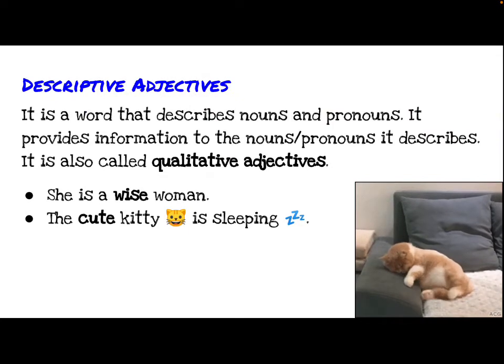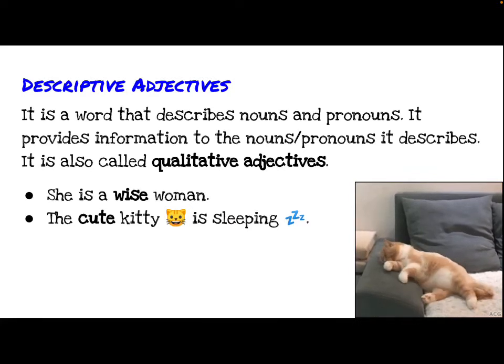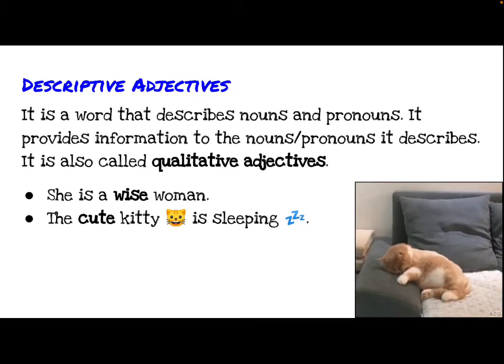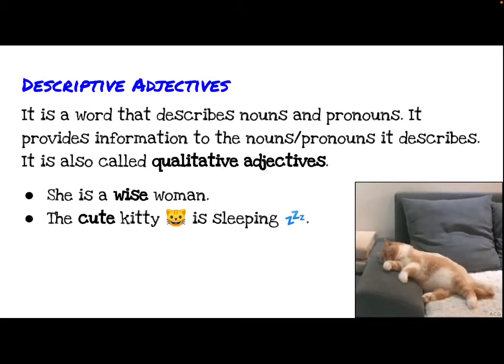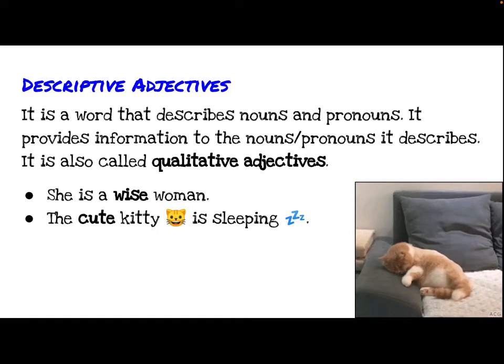The first type, descriptive adjectives. It is a word that describes nouns and pronouns. It provides information to the nouns or pronouns it describes. It is also called qualitative adjectives. She is a wise woman. The cute kitty is sleeping. Here, you can see that the descriptive adjectives are bolded in the examples here. And it describes the noun for the first example, woman, and the second example, kitty.